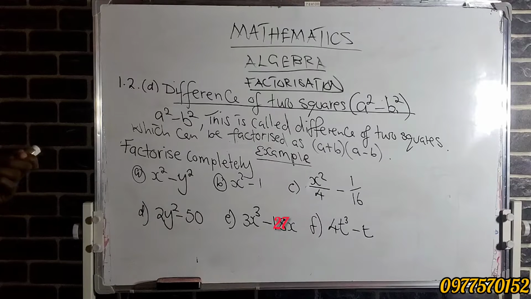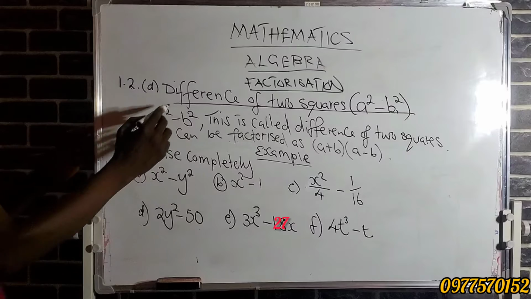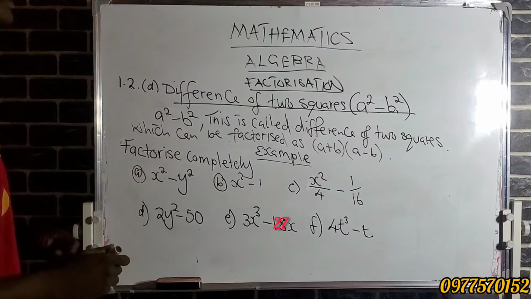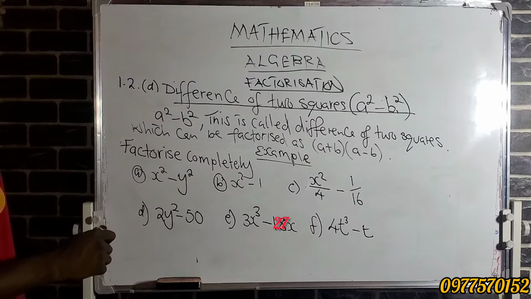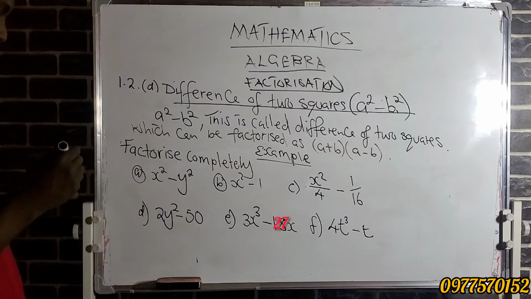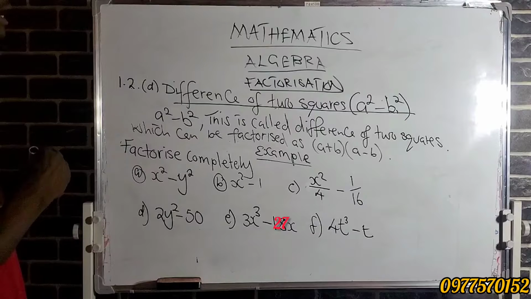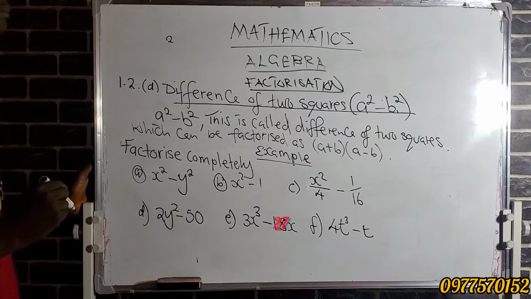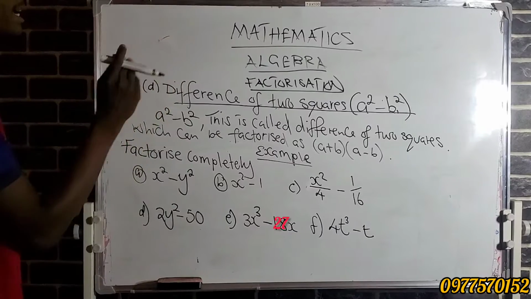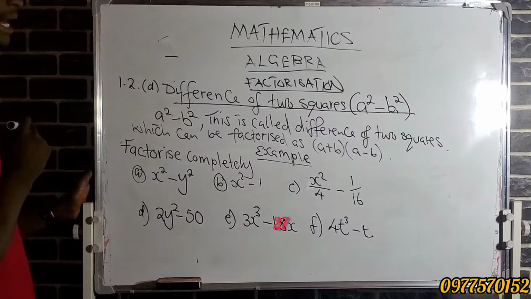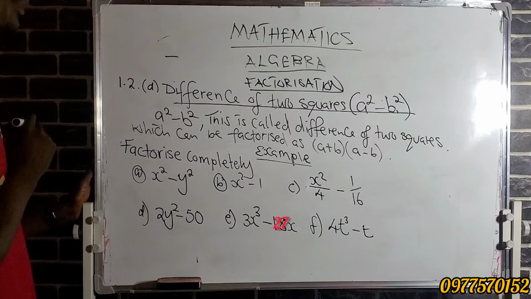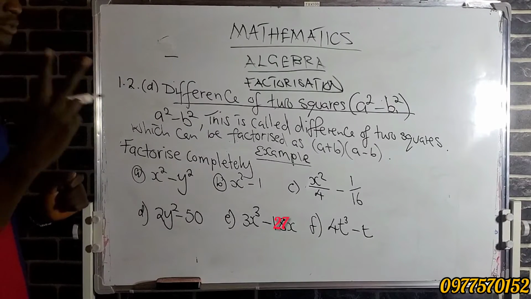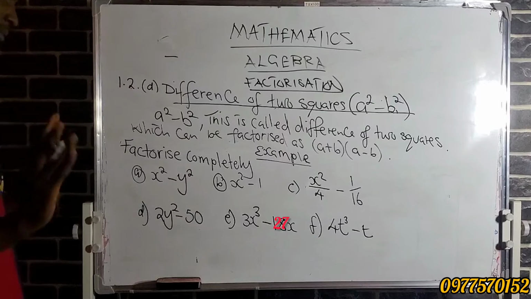Just the words: difference means minus, and two means two. Square is a 2. So when they say difference, it means minus, of two squares. Meaning you need to have how many terms? Two terms. Only two terms.